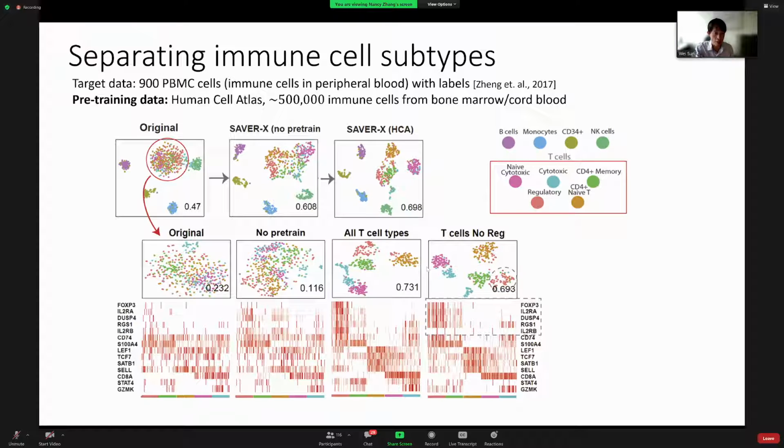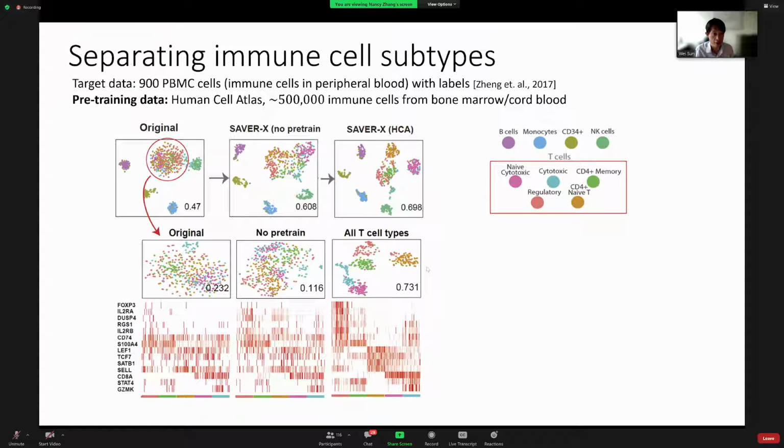Just a quick comment: the number on the bottom right corner of each figure, is that accuracy? Yeah, the accuracy of the clustering. I forgot which metric we used in the paper for this accuracy, but it's just the higher the better.